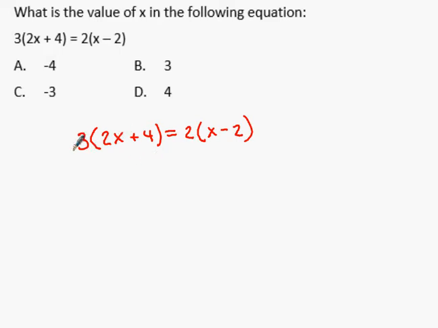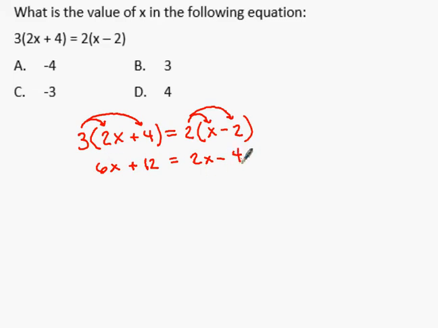The first thing we're going to do is distribute. So we're going to distribute this 3 into the 2x, and then afterwards we'll distribute into the 4. So 3 times 2x gives me 6x, plus, and then 3 times 4 gives me 12. Equals. Same idea on this side. We need to distribute the 2 into the x and then the 2 into that 2. 2 times x gives me 2x minus 2 times 2 gives me 4.